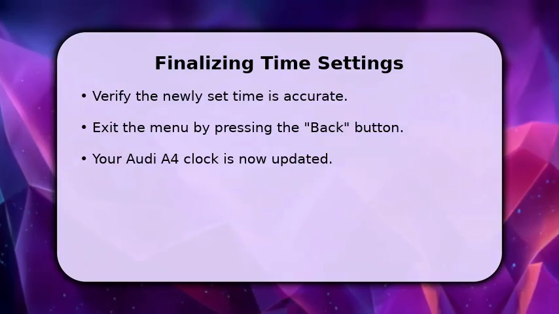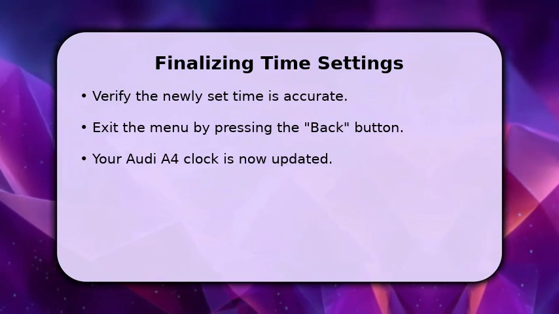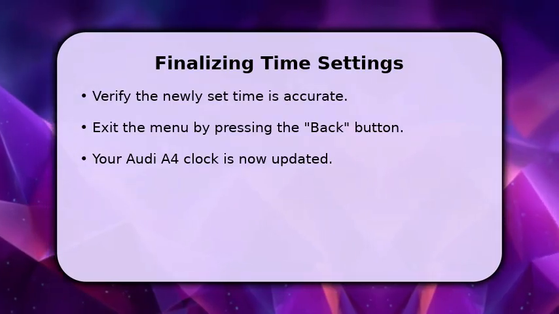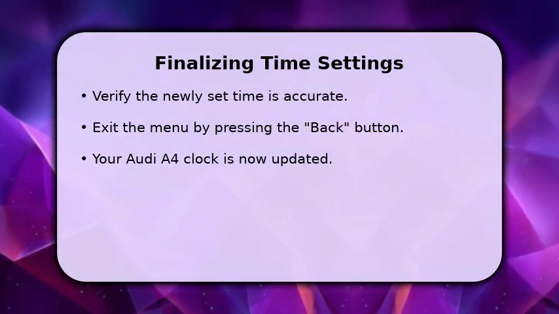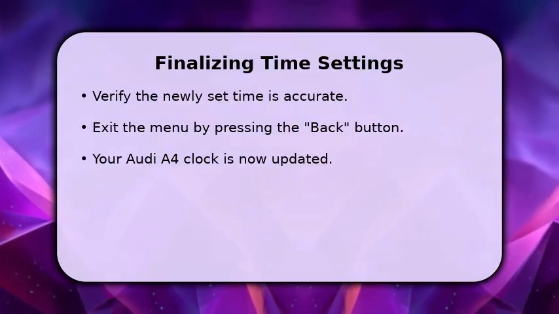To leave the settings menu, simply press the back button, usually located near the control knob, until you return to your desired screen. Your Audi A4's clock is now successfully updated and ready to go, reflecting the precise time.